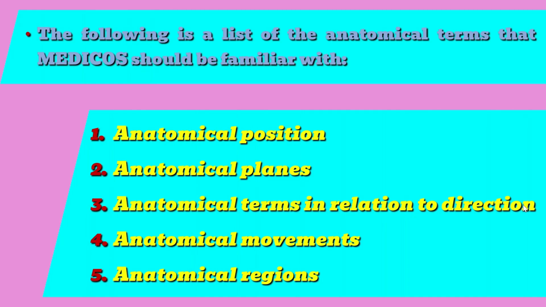The following is a list of the anatomical terms that medicos should be familiar with. 1. Anatomical position. 2. Anatomical planes. 3. Anatomical terms in relation to direction. 4. Anatomical movements. And number 5 is anatomical regions.